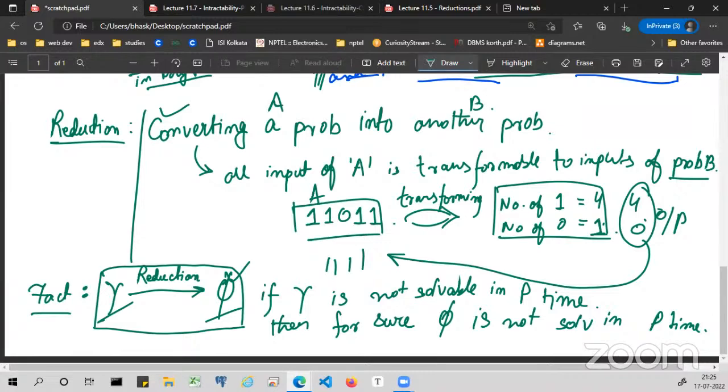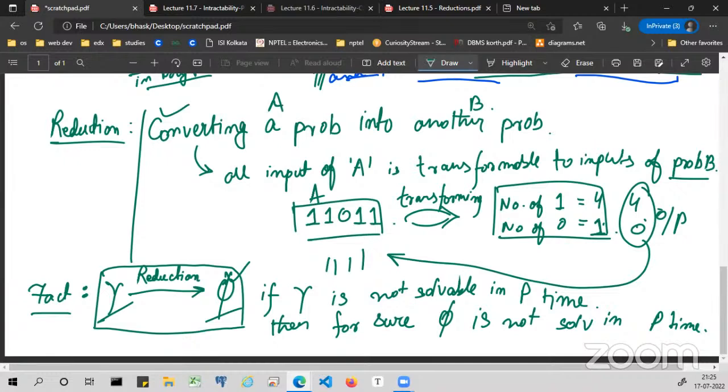If that is a harder problem and I tell you a fact that phi is solvable in polynomial time, you know that phi is harder than gamma, and I tell you that phi is solvable in polynomial time, that means the harder problem is solvable in polynomial time. That means the easier problem must obviously be solvable in polynomial time. So, given the fact phi is solvable in polynomial time, gamma is definitely solvable in polynomial time.